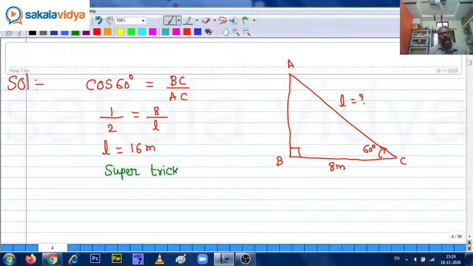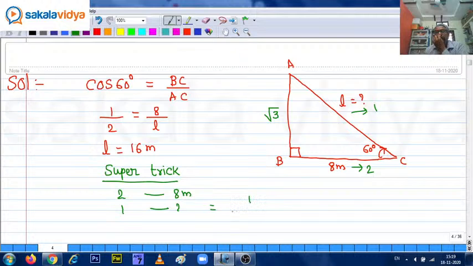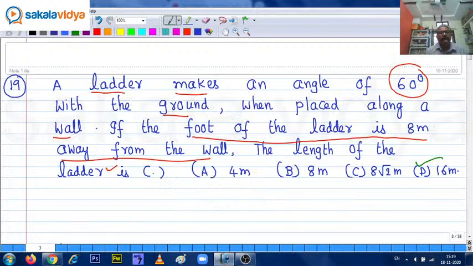So now super trick. Let us apply the super trick. Super trick means 60 degrees means this is root 3 parts, this will be 2 parts, this will be 1 part. See, 2 parts equal to 8 meters. Now 1 part is equal to how much? Sorry, this is 2. So 1 part is equal to 8 meters. 2 parts is equal to how much? 2 into 8, that is 16 meters. So the answer is 16 meters. Option D.